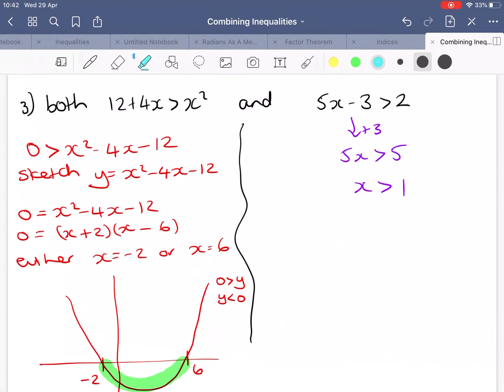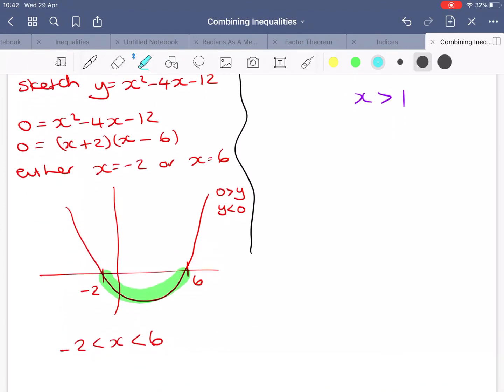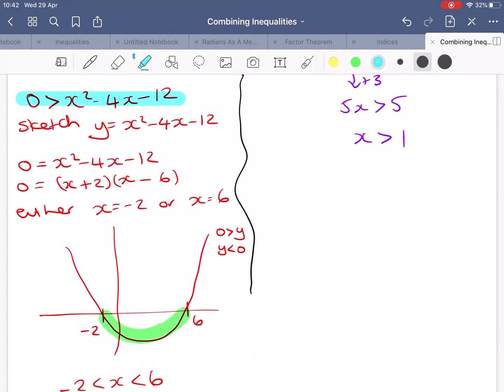Right, let's have a look at number 3. Linear, straightforward. The quadratic, I took the 12x and the 4x to the other side just to keep it a positive x squared. So I wrote it as 0 is greater than x squared minus 4x minus 12. So I did the sketch of x squared minus 4x minus 12. Now, don't get mixed up here. 0 is greater than the y. But that is the same as saying y is less than 0. So it was underneath the axes.